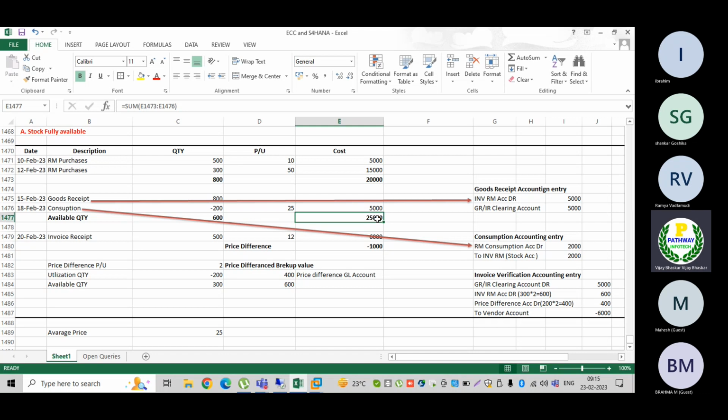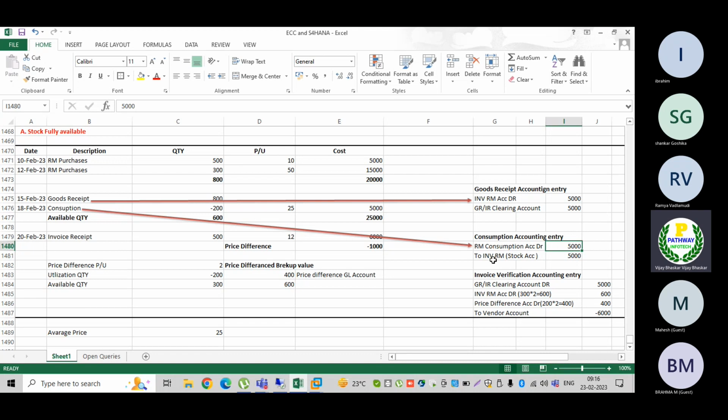Now let us see the accounting entries. The consumption, whatever consumption has happened, here is 5,000 rupees. Remember, the same here also, debit credit 5,000 rupees. Then here the 25,000: inventory raw material account debit to GRIR clearing account. Then 5,000 raw material consumption, 25 into 200, 5,000 rupees only. The consumption account is a 5,000 debit, and the stock account is credited 5,000.